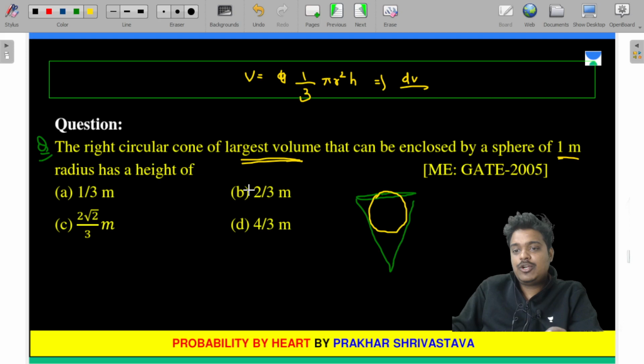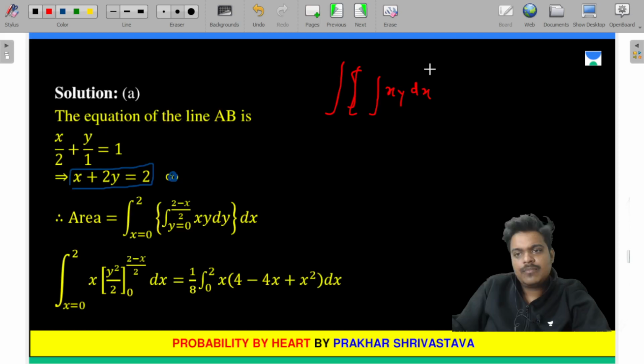Now it is very easy. First you need to integrate the function x with respect to dx, keeping y constant. This is xy dx integrating, and y dy, this dy is outside. Okay, no issue with that.